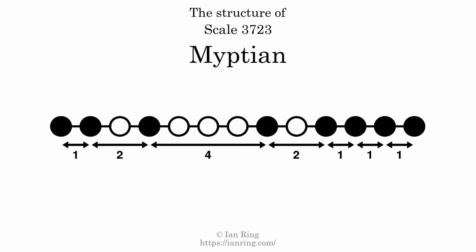The structure of a scale is a description of the interval distance between each successive tone. This scale has a structure of 1 2 4 2 1 1 1.